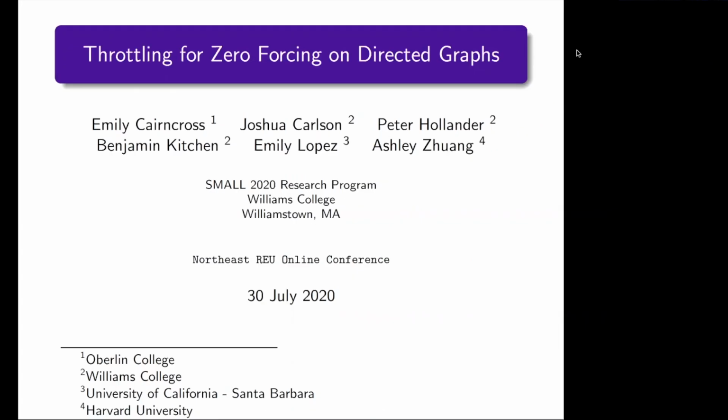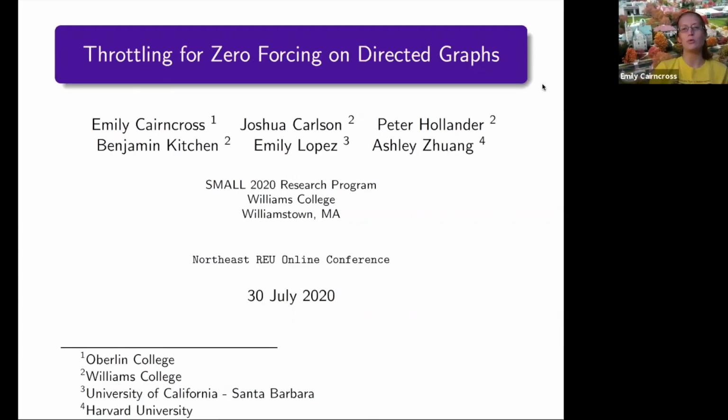And we are the Graph Theory and Throttling group in the SMALL 2020 REU this summer. And we've been working on throttling for zero forcing on directed graphs.